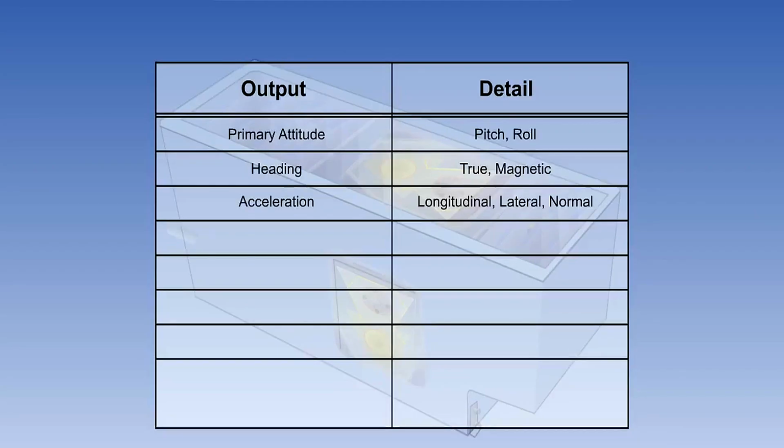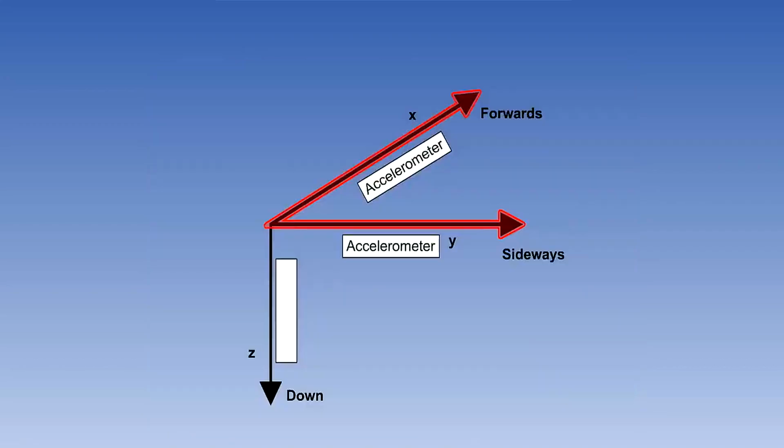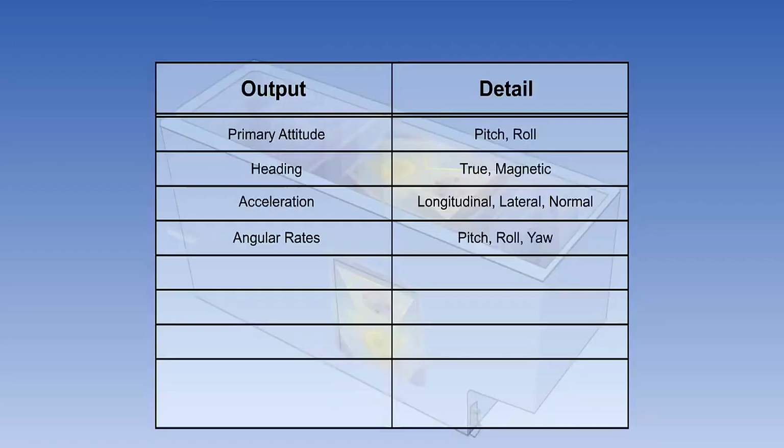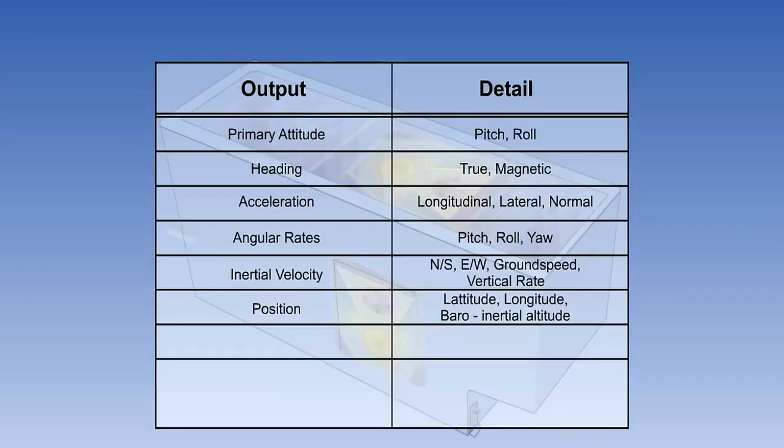Acceleration is measured in the longitudinal, lateral and normal sense. In other words, forwards, sideways and down. Note that, unlike INS, we now need 3 accelerometers, not 2. Also, notice that the horizontal accelerometers are not north and east this time. They are longitudinal and lateral. The IRS gives angular rates of pitch, roll and yaw just as the INS did. And it gives inertial velocities north-south, east-west and ground speed as the INS did. However, it also gives baro inertial vertical rate.